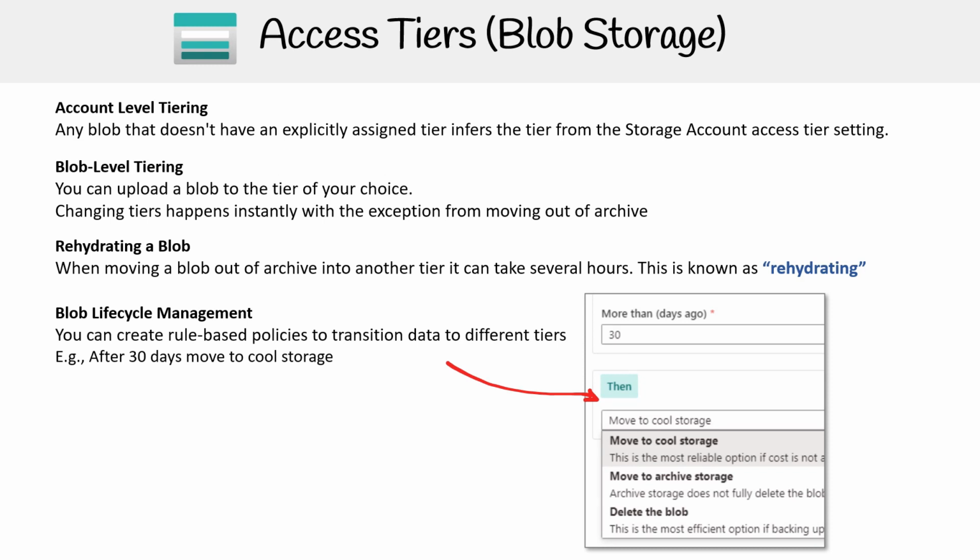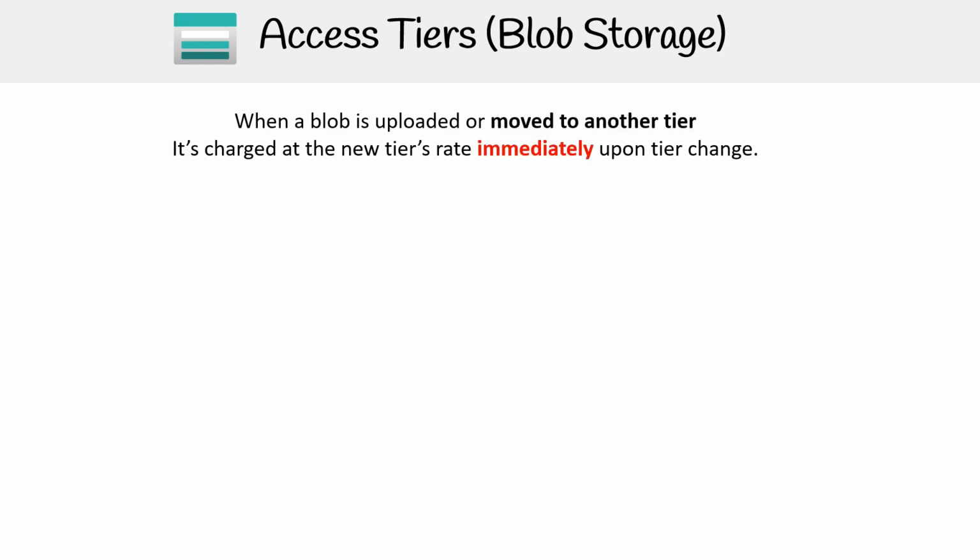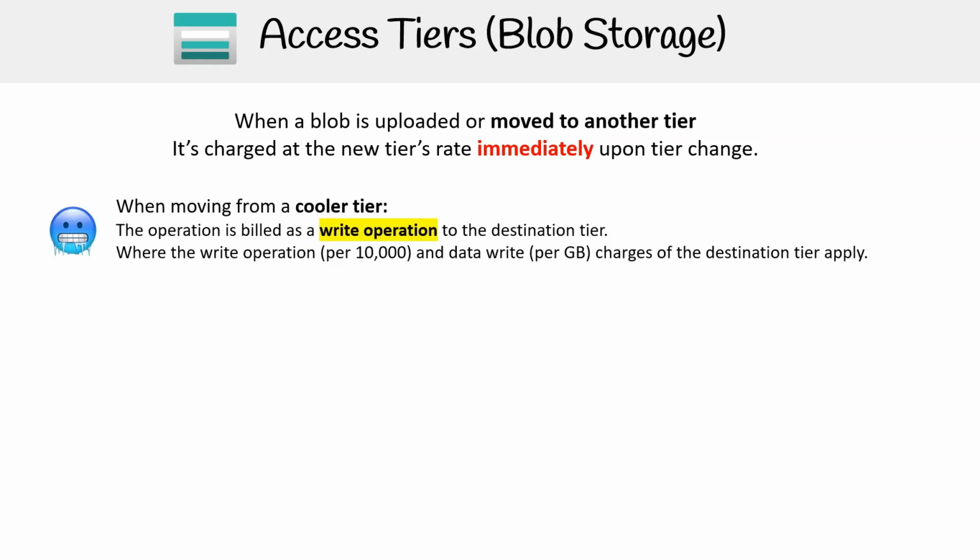move to cool storage. When a blob is uploaded or moved to another tier, it's charged at the new tier's rate immediately upon tier change. When moving from a cooler tier, the operation is billed as a write operation to the destination tier, where the write operation and data write charges of the destination tier apply.